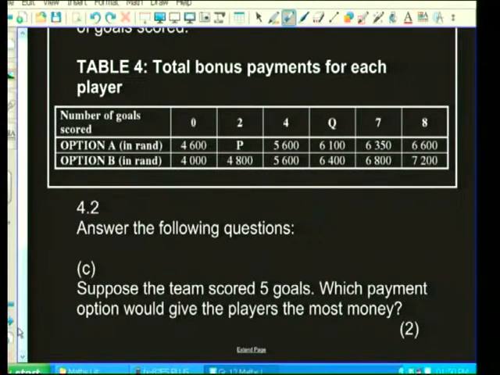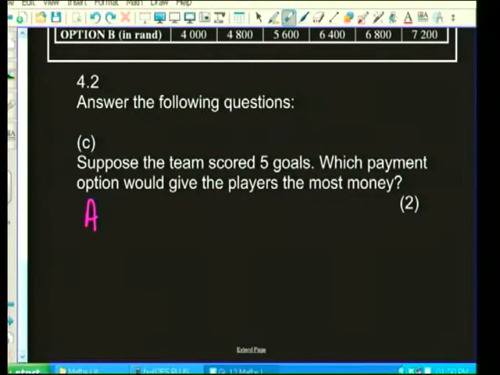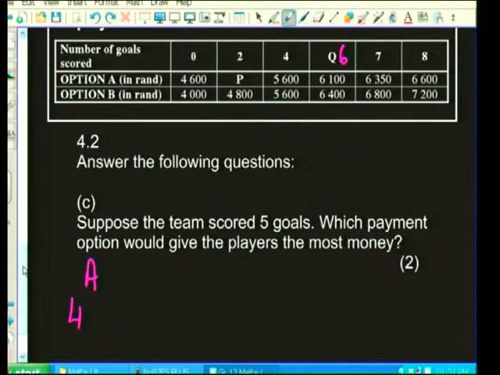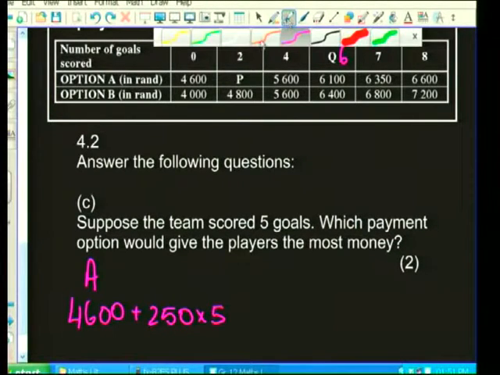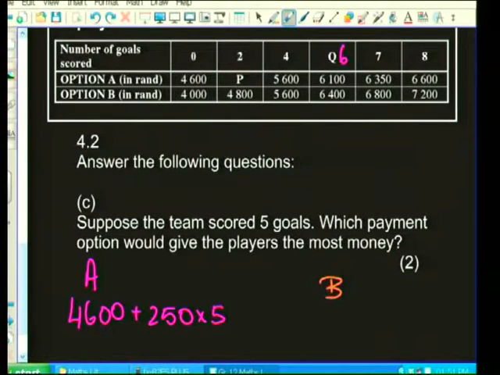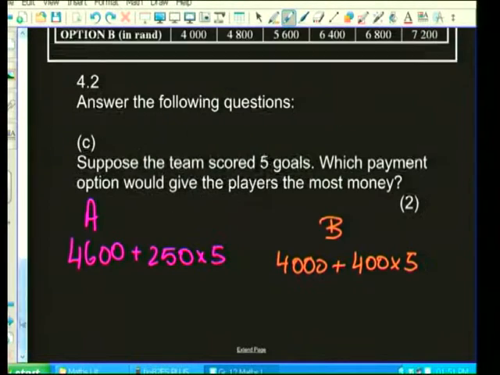Right, and our next question says, suppose the team scored 5 goals. Which payment option would give the player the most money? Now remember this was 6. So we need to work out both of our options for 5 goals and then compare the answer. So we're going to say, well, option A was 4,600 plus 250 times 5, and option B was 4,000 plus 400 for each goal times 5.